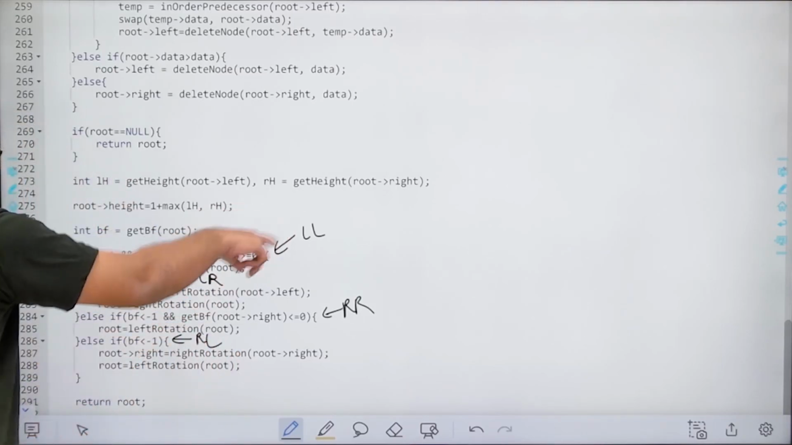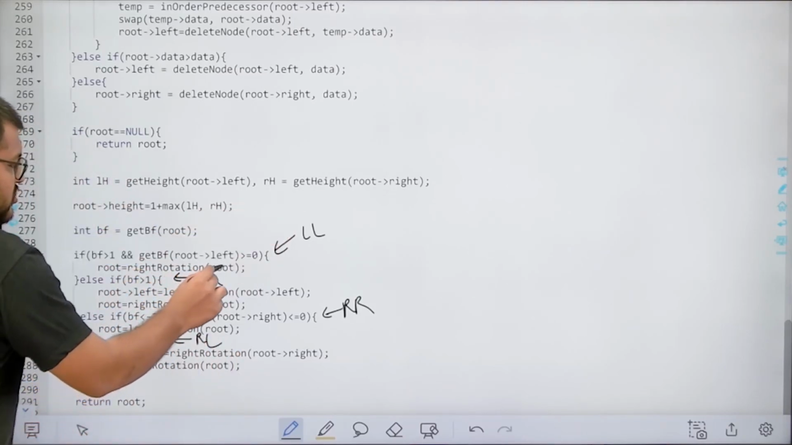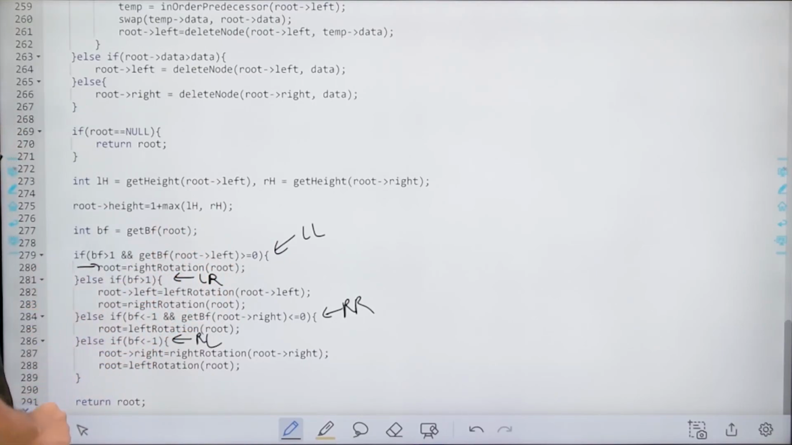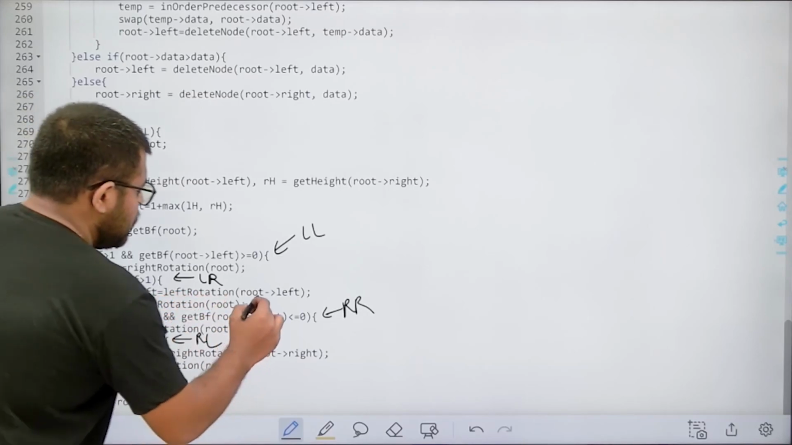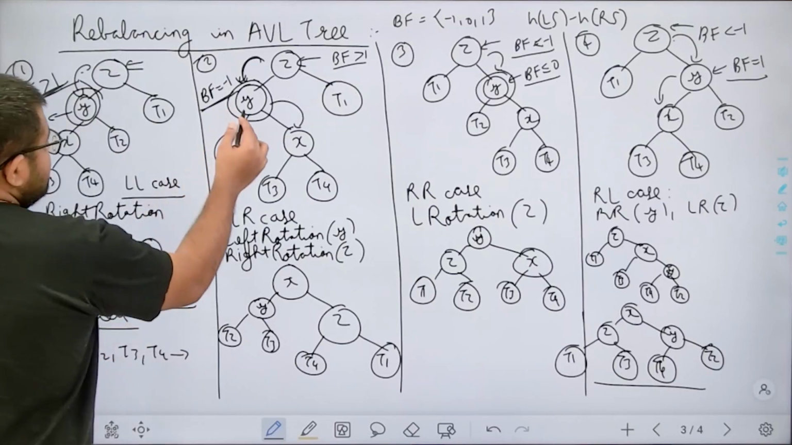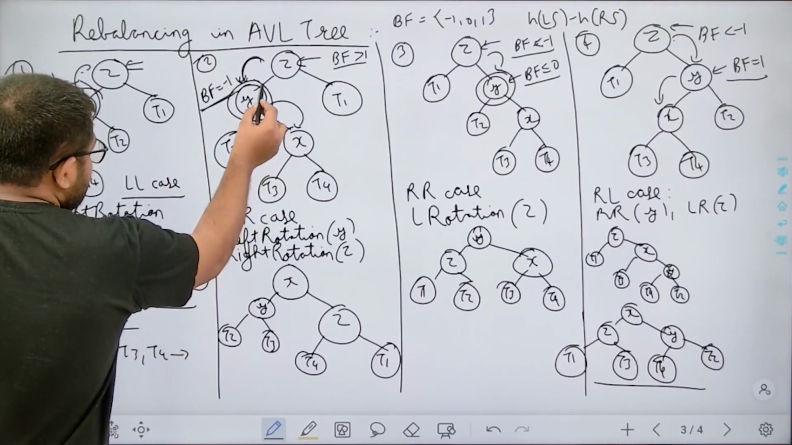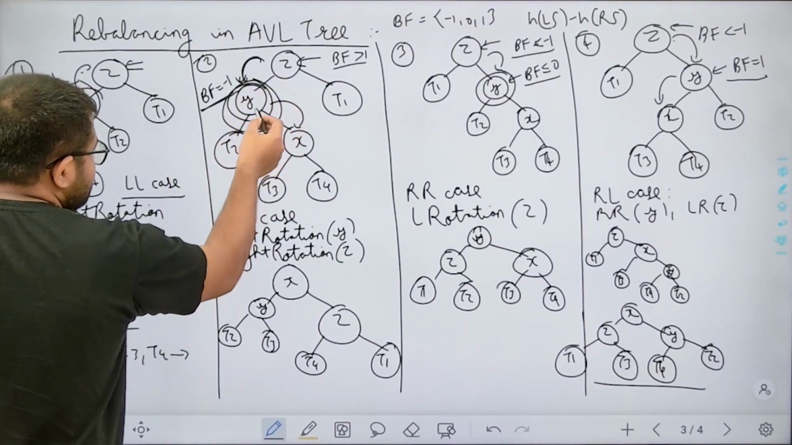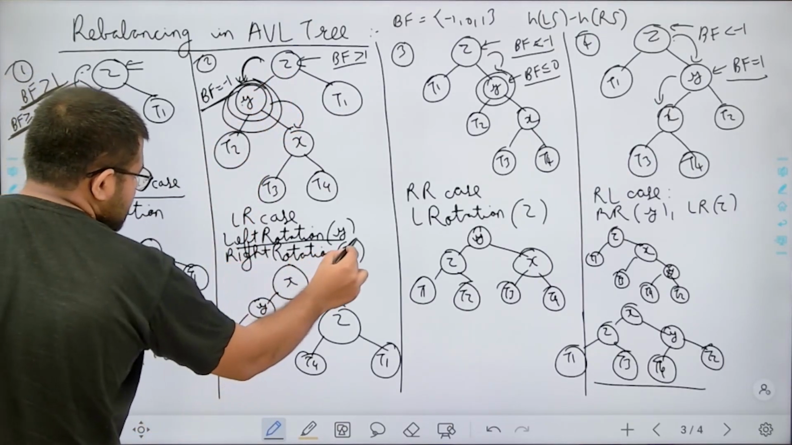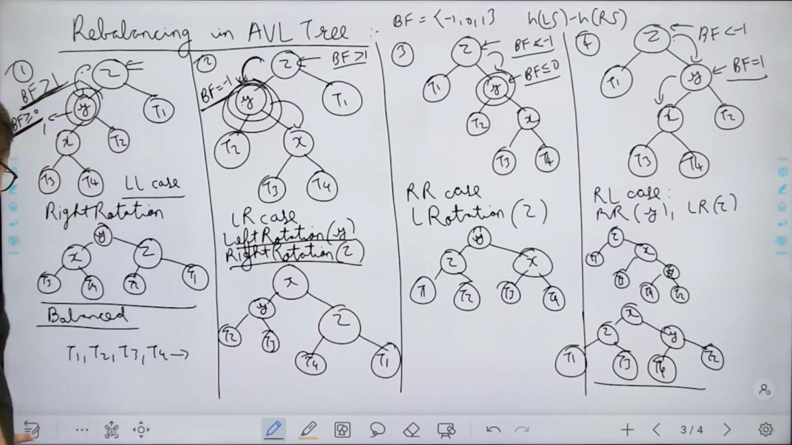So if it is the left case, just do the right rotation on the root and store the new head into the root. If it is the left-right case, do the left rotation on the left subtree. So root left is equal to left rotation on root left, that is nothing but y. So in this case, do left rotation on y, that is the left subtree of the node which is imbalanced, left rotation on y, and then right rotation on z.